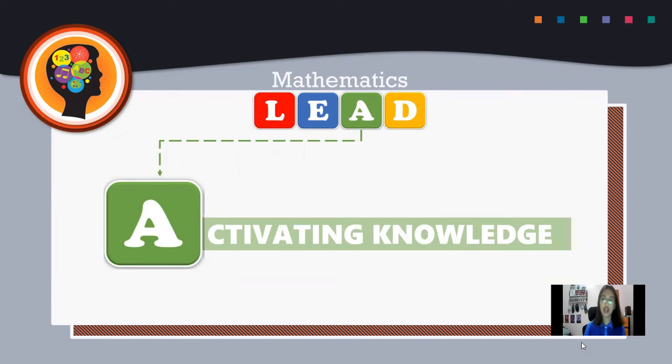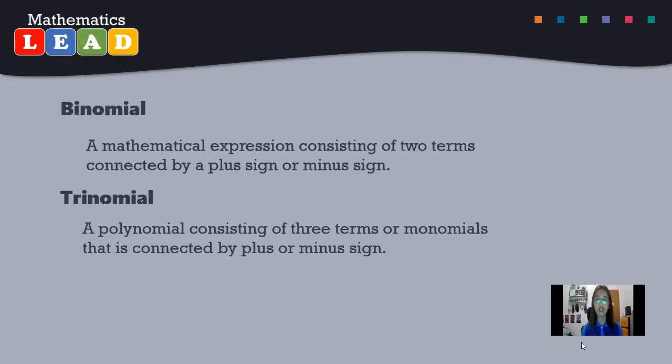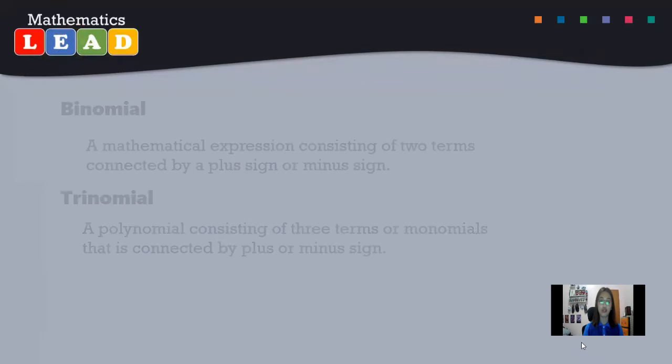And now to activate our knowledge, before we start, let's define what is binomial and trinomial. Binomial is a mathematical expression consisting of two terms connected by a plus or a minus sign. And then the trinomial is a polynomial consisting of three terms or monomials that is connected by plus or minus sign. Okay, now let's start discussing how to get the product of two binomials.